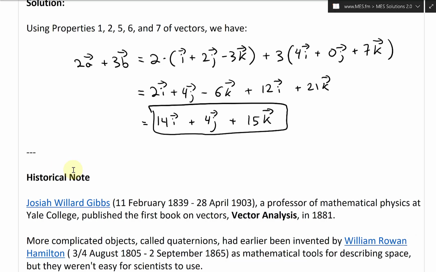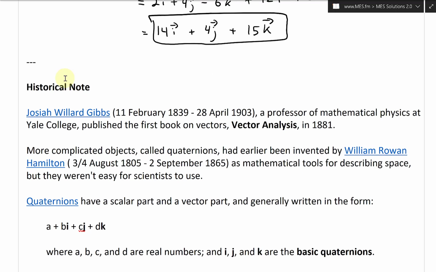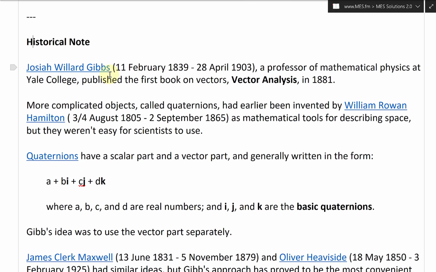All right, and now let's do a historical note. In the topics to cover, I had this a bit later, but I think it's better fitting to do this now. This is Josiah Willard Gibbs, born 11 February 1839 and died April 28, 1903. As a professor of mathematical physics at Yale College, he published the first book on vectors, called Vector Analysis, in 1881. More complicated objects called quaternions, I might go over this in a future video, had earlier been invented by William Rowan Hamilton. He was born either the 3rd or 4th of August, 1805, and died the 2nd of September, 1865, as mathematical tools for describing space, but they weren't easy for scientists to use.